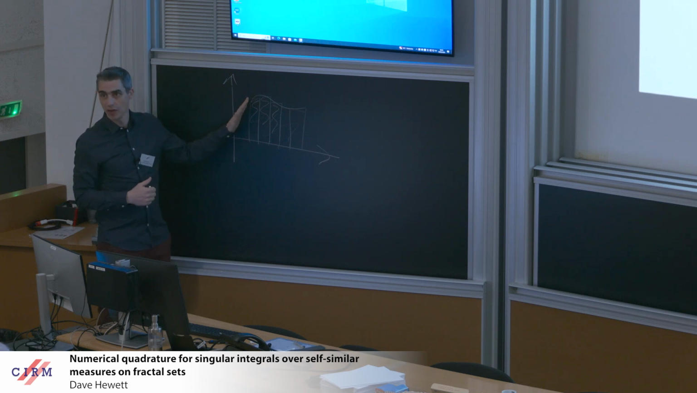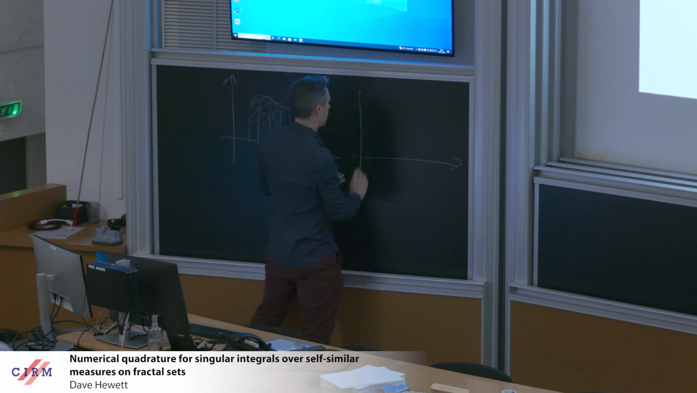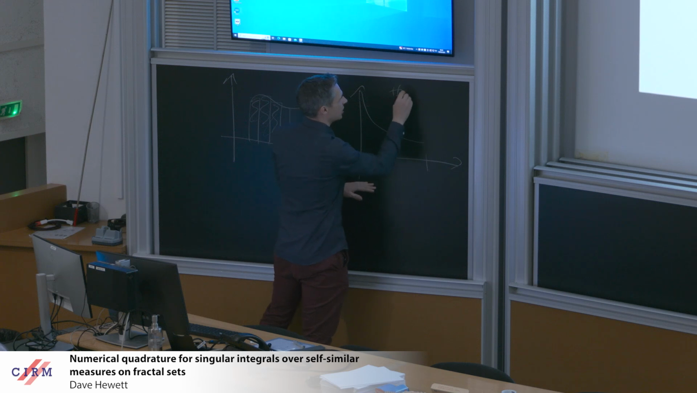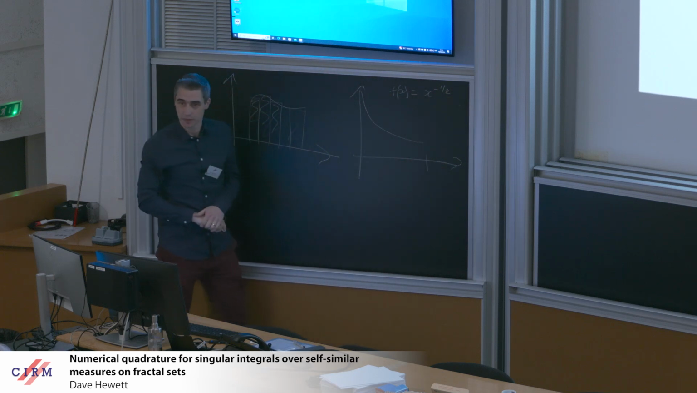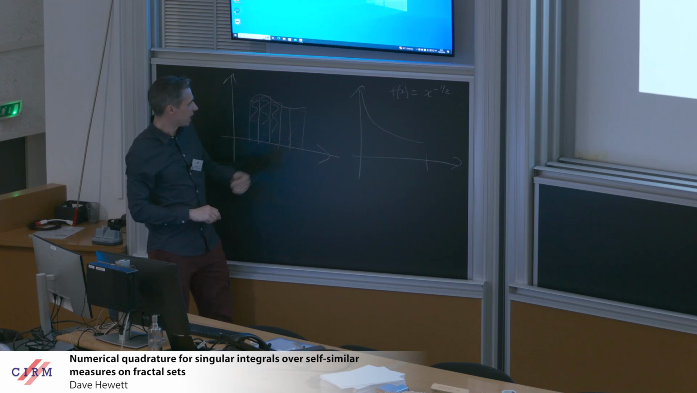This works well when the integrand is smooth. When the integrand has a singularity, you have to work a bit harder. So say I'm integrating from 0 to 1, and I have a function which blows up at the origin. For instance, f of x equals x to the minus half or something like this. This is still integrable, but this kind of technique won't give you a very accurate answer.